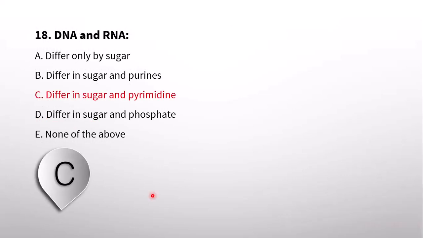DNA and RNA differ in sugar and pyrimidine. Yes. DNA contains deoxyribose, RNA ribose. For the pyrimidines, DNA contains thymine and cytosine, while RNA contains uracil and cytosine.